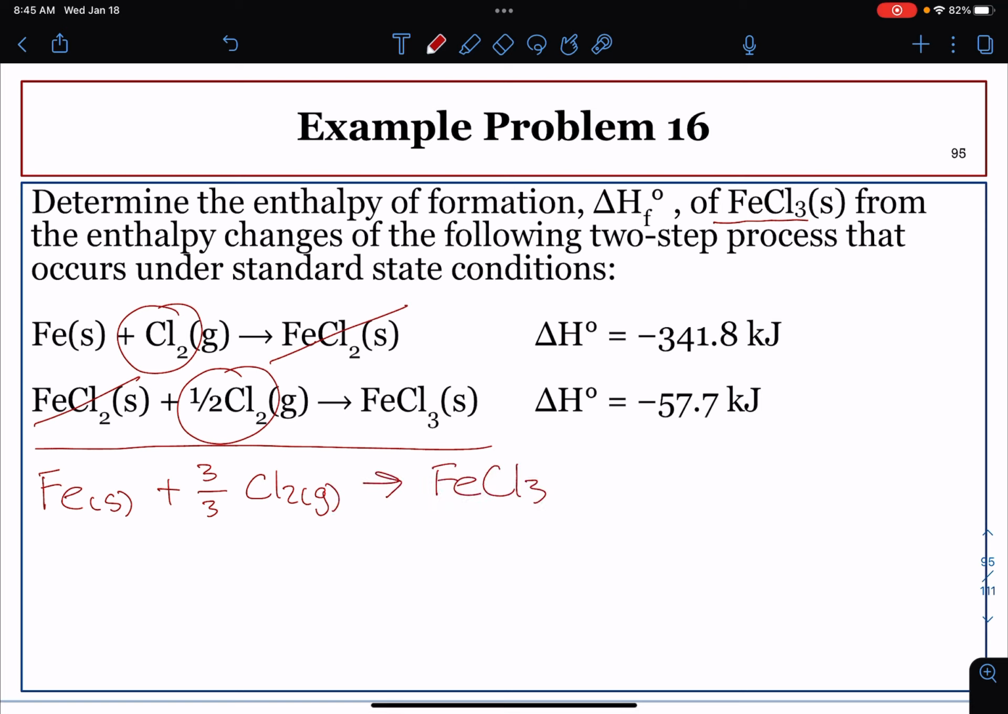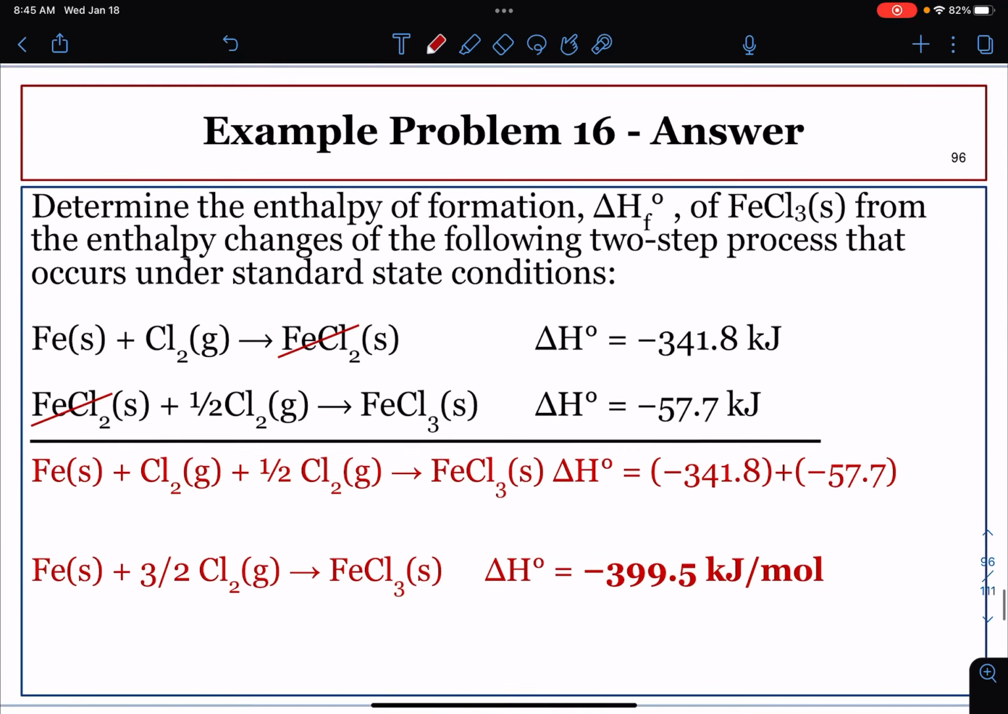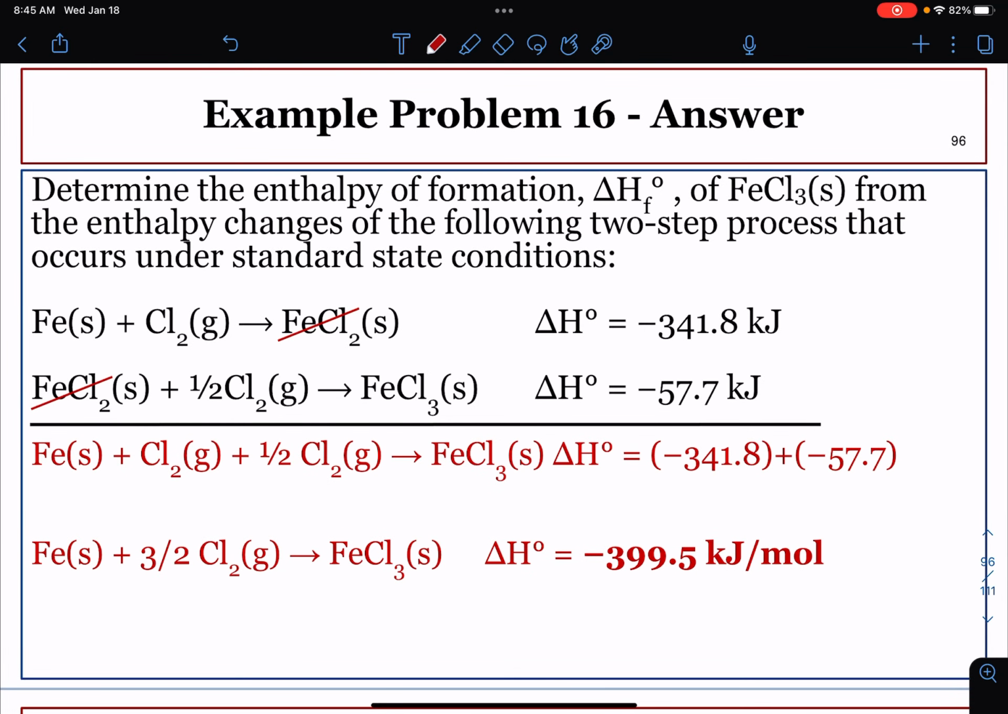Now we need to add our delta H's. Pause and pull out your calculator to find the value of the delta H. When we add up the delta H's, we have a negative 399.5 kilojoules per mole.